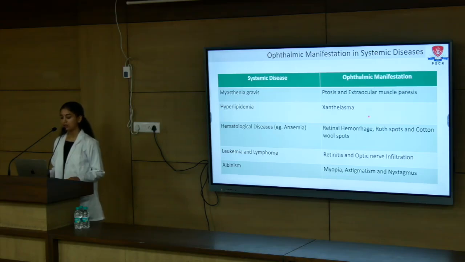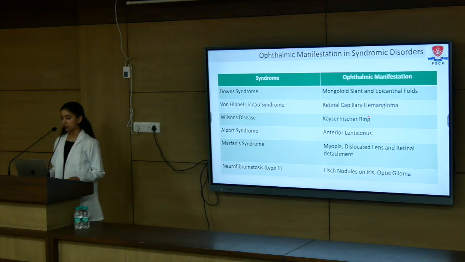In hyperlipidemia, we see xanthelasma. In hematological diseases like anemia, we see retinal hemorrhages, Roth spots and cotton wool spots. In leukemia and lymphoma, we see retinitis and optic nerve inflammation. In albinism, we see myopia, astigmatism and nystagmus. In Down syndrome, the ophthalmic manifestations are mongoloid slant and epicanthal fold. In von Hippel-Lindau syndrome, in the retina, we see retinal capillary hemangioma.